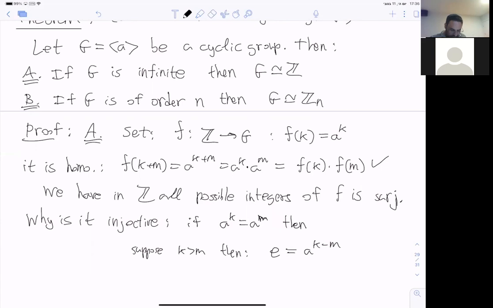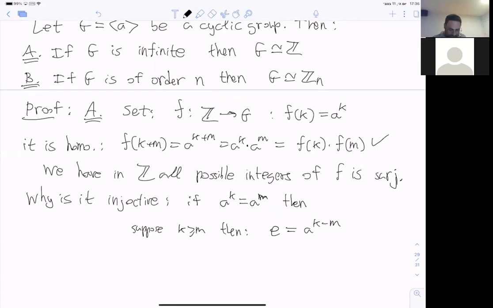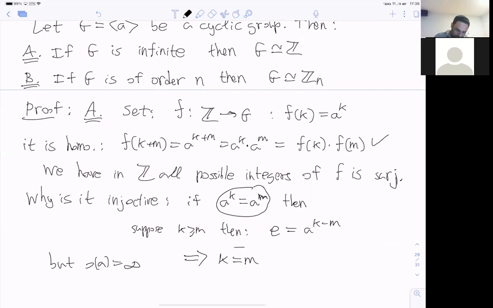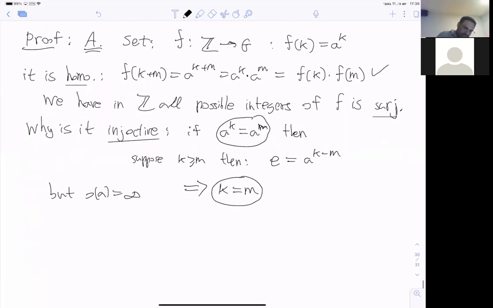Suppose K is greater or equal to M. So E should be K minus N. So you can deduce from here, but the order of A is infinite. Of course, it is given. So what can we deduce? That K equals M. So it is both injective and surjective and homomorphism. So it is an isomorphism. B is similar.